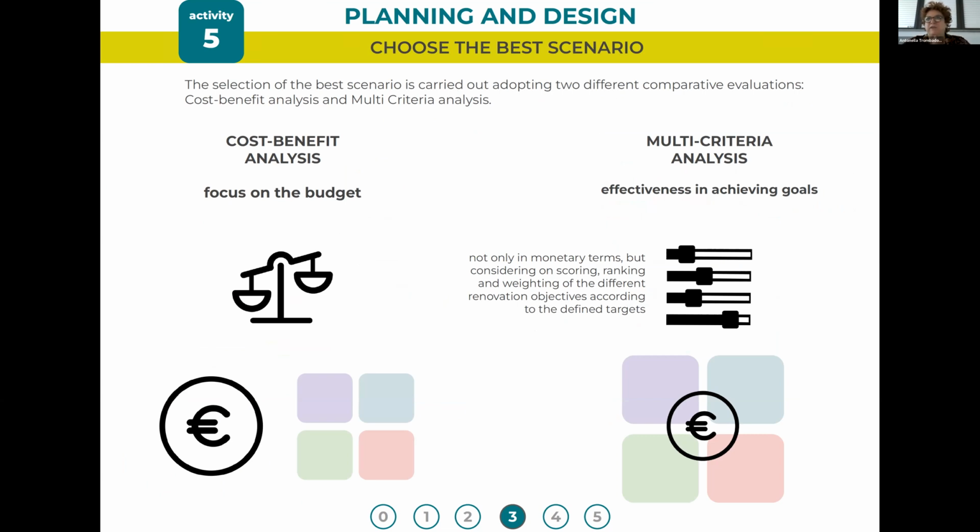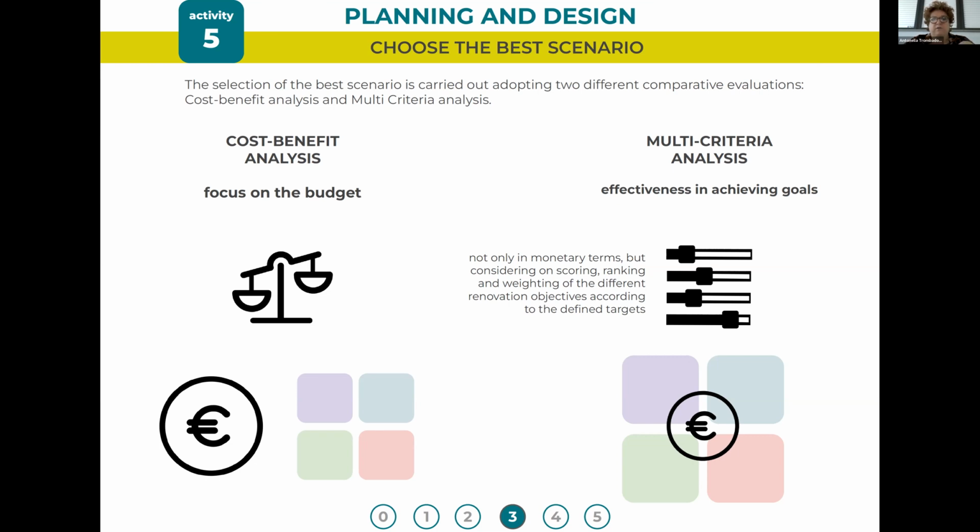How is it possible to choose the best scenarios? So we have 2 different methodologies. Of course, the first one is the cost-benefit analysis. Okay, so we have the technological mix, we create the scenarios, we know the cost. So with the simulation, we know the performance. So it's possible to calculate the payback period. It's like an investment, okay?